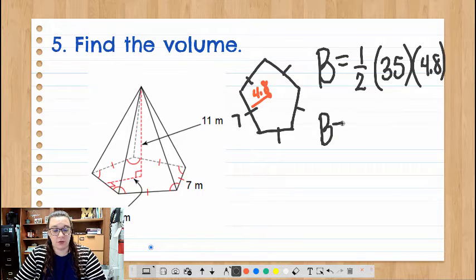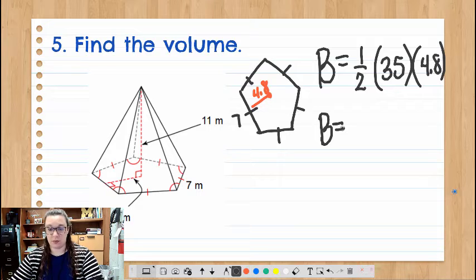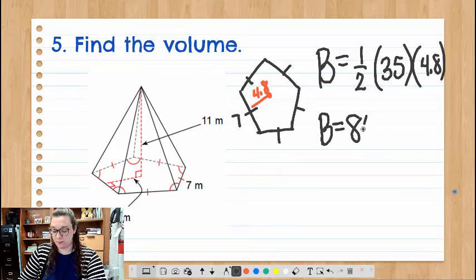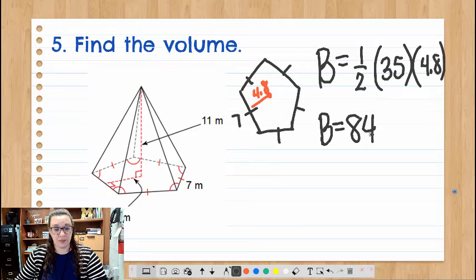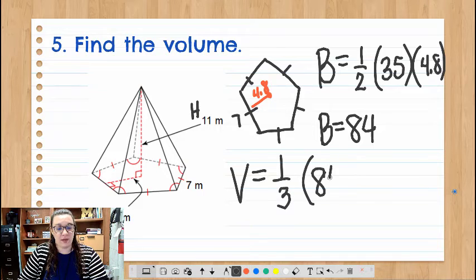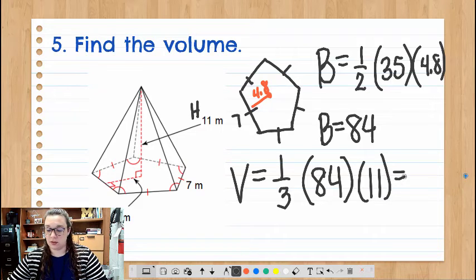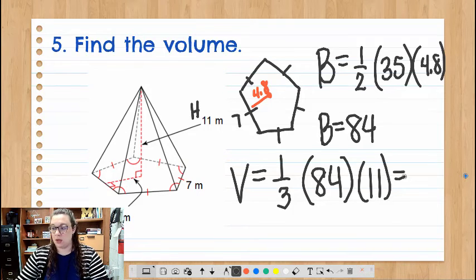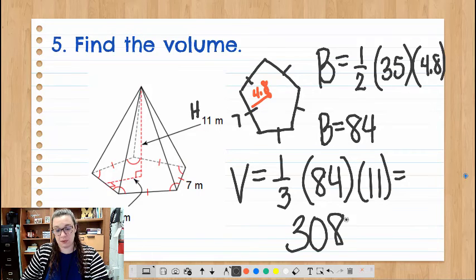Let's multiply all of those in our calculator to see what we get. 1/2 times 35 times 4.8 is 84. All right, so we've got the area of the base down. We also have the height of the pyramid, which is 11. So volume equals 1/3 area of the base times the height of the pyramid. Let's see what we get. I got 308, and we're talking about meters, so meters cubed.